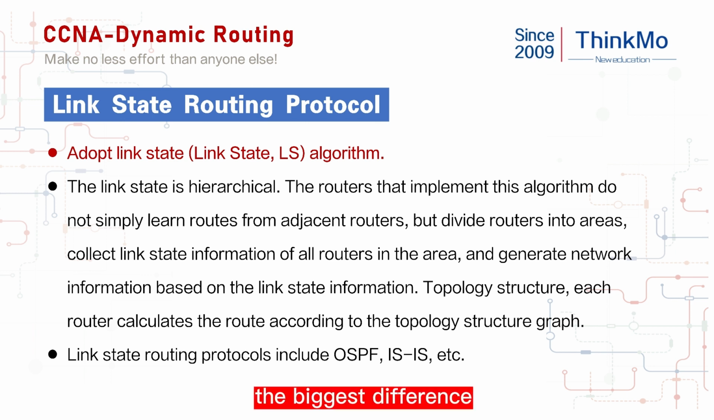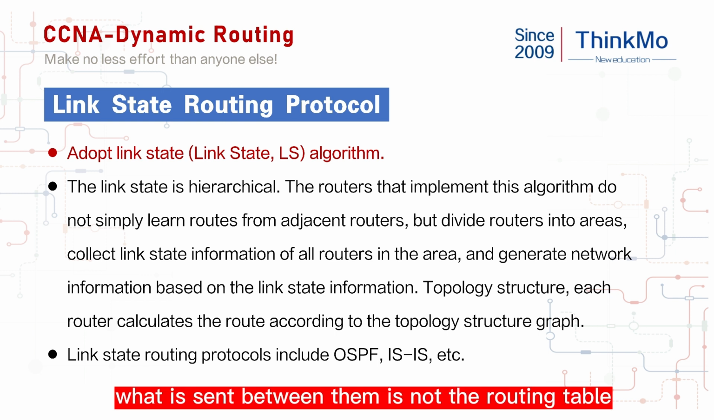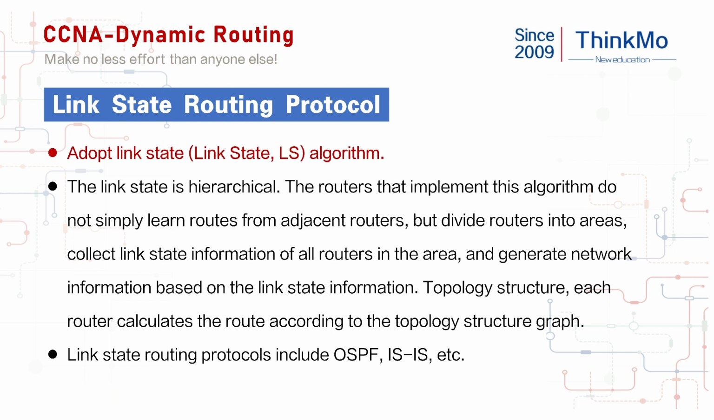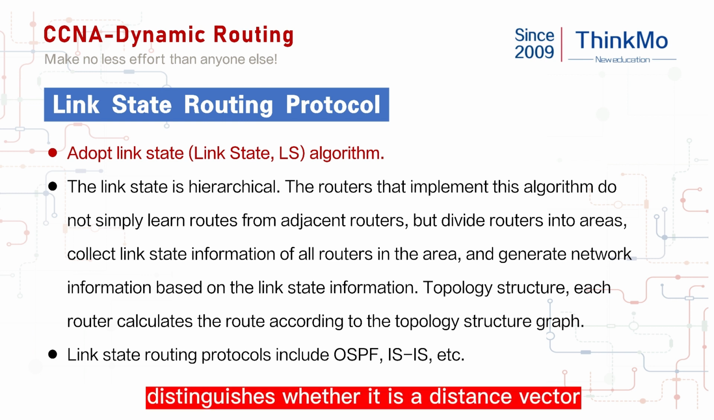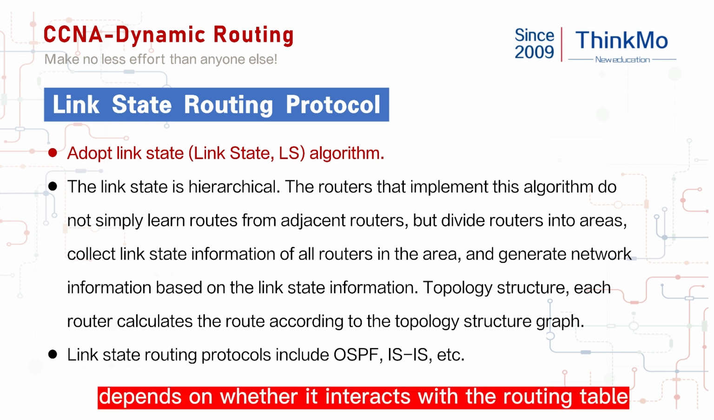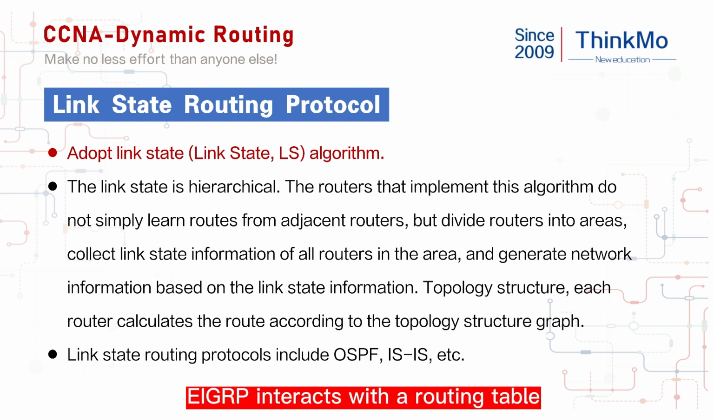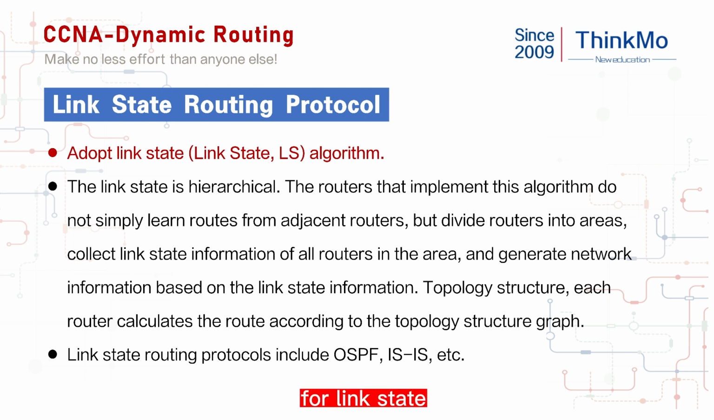The biggest difference between link state and distance vector is that what is sent between them is not the routing table. Instead, link state is sent. This is what I told you: it distinguishes whether it is a distance vector or a link state. It depends on whether it interacts with the routing table. EIGRP interacts with a routing table. So it's a distance vector routing protocol. For link state, let me just expand it for you.